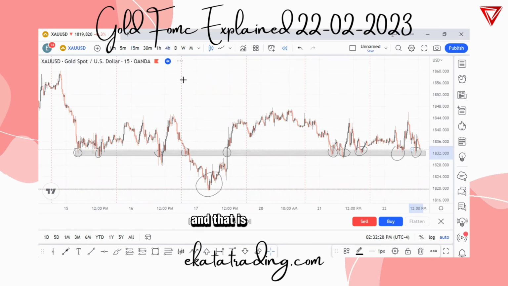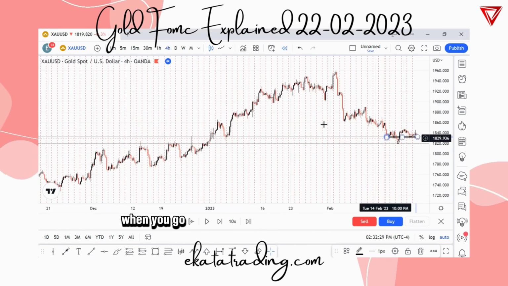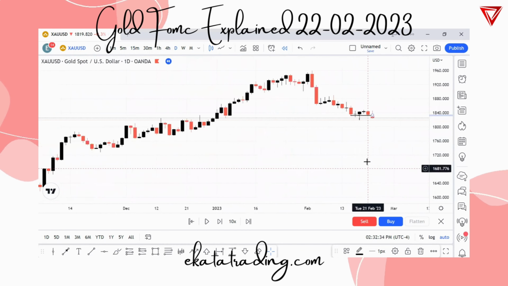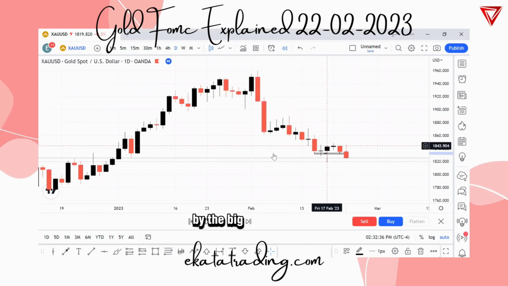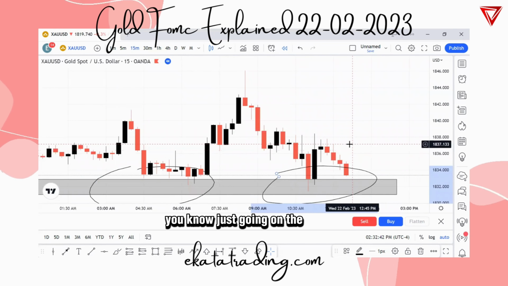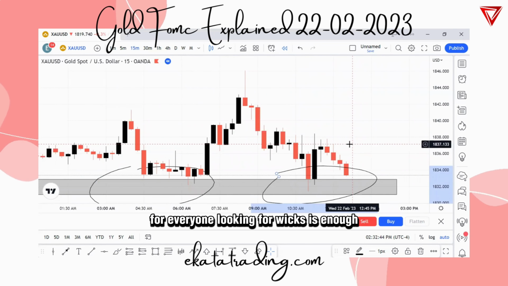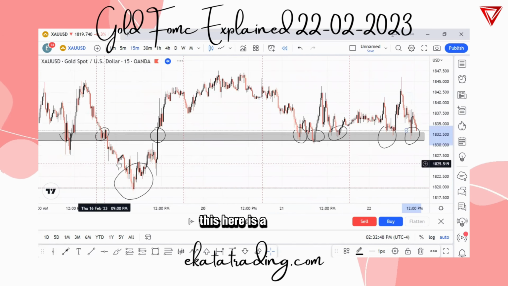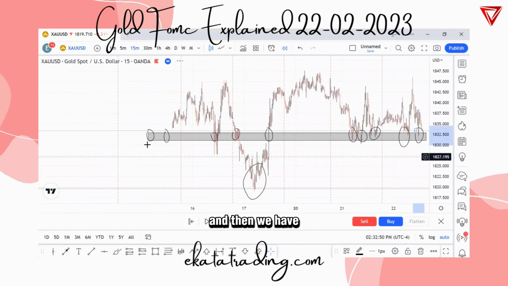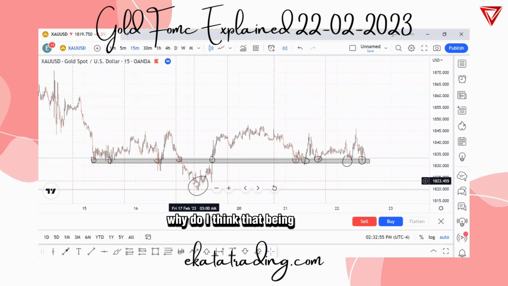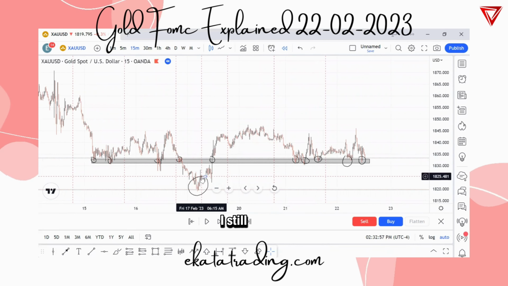That is strengthened by the fact that when you go on to, say, the daily time frame, like this, it is further strengthened by the big wick. Many retail traders in particular believe that just going on the higher time frame and looking for wicks is enough. So let me explain. This here is a fake out to the downside, and then we have buyers being induced here. Why do I still believe it's a sell?